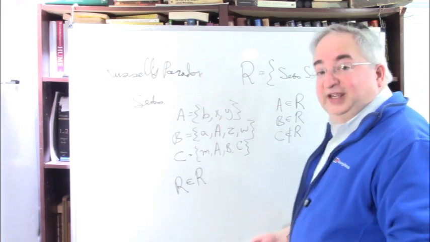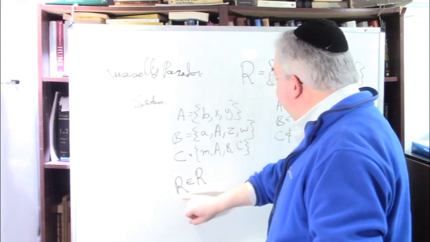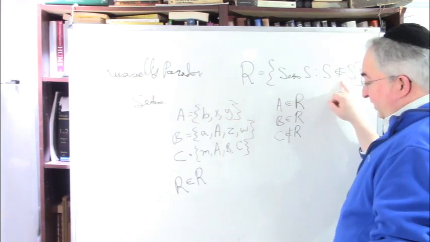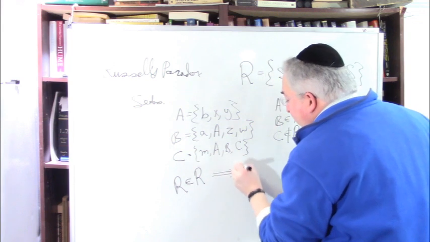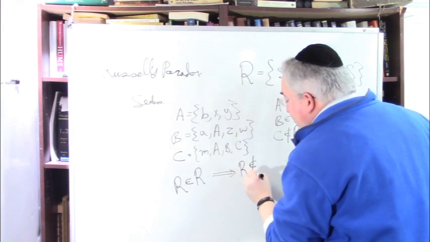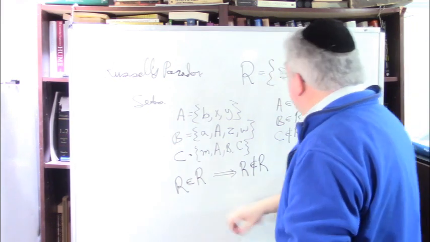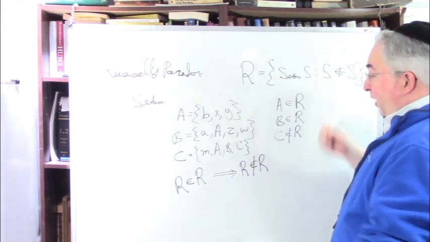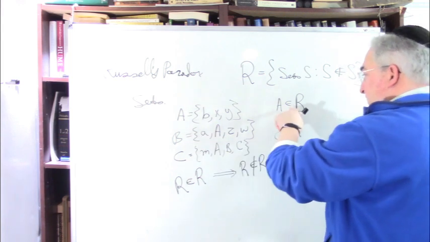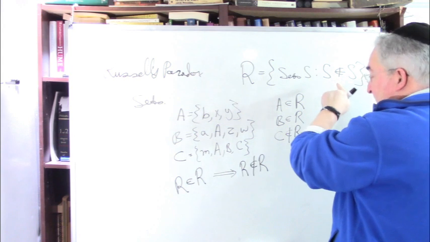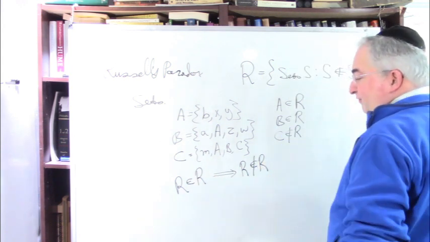And if you say yes, well, what does it take to be a member of itself? Well, it takes that it's not containing itself. So this implies that R is not contained in R. So if you assume that R is in R, then what does it mean? Why is A in R? And the answer is because A doesn't contain itself. So if R is in R, then R doesn't contain itself.